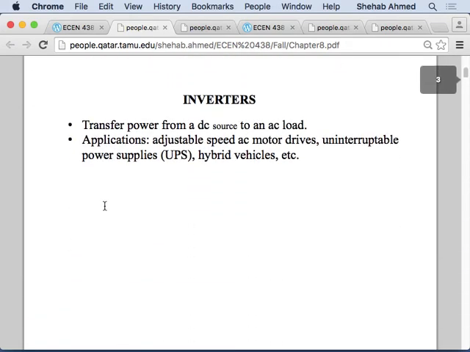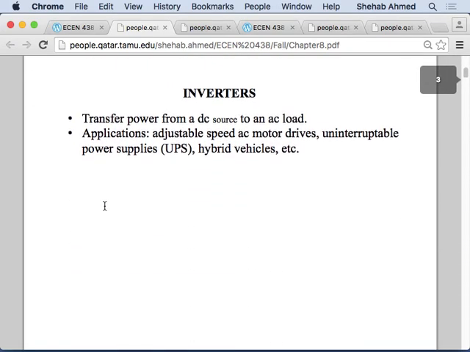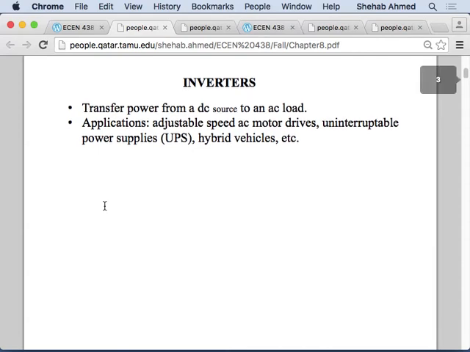Where do we use these inverters? Again, anytime we want to convert from a DC source to an AC load, like adjustable speed motor drives, uninterruptible power supplies, hybrid vehicles. There are many, many applications of inverters.